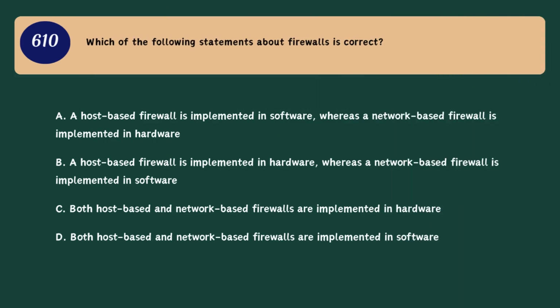Question 610. Which of the following statements about firewalls is correct? A. A host-based firewall is implemented in software, whereas a network-based firewall is implemented in hardware. B. A host-based firewall is implemented in hardware, whereas a network-based firewall is implemented in software. C. Both host-based and network-based firewalls are implemented in hardware. D. Both host-based and network-based firewalls are implemented in software.